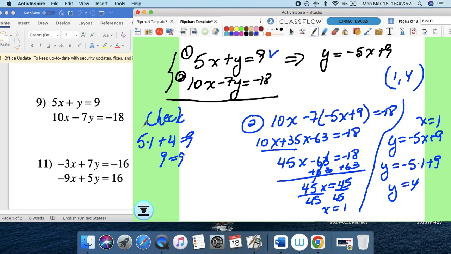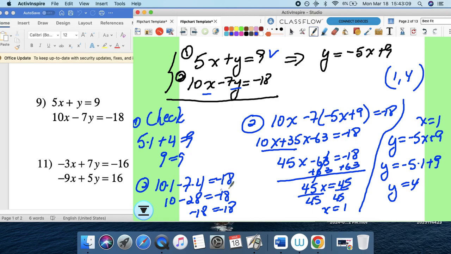In equation 2, I'll replace this x and this y with 1 and 4. So I get 10 times 1 minus 7 times 4 equals negative 18. 10 times 1 is 10, minus 28 equals negative 18, and it works for both. All right, so check and check. So the solution to our problem is 1, 4, which is the point of intersection between two lines.